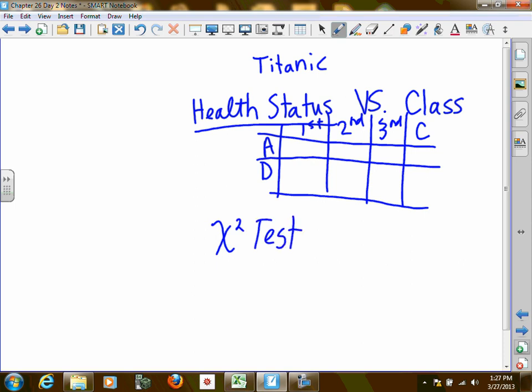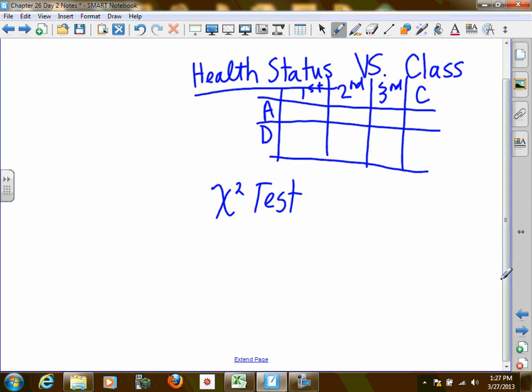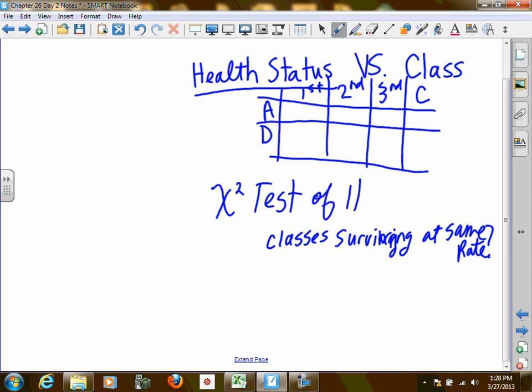So this one was, of course, a chi-squared test, and then depending on the way they worded it, if their question was, are the classes surviving at the same rate? Okay, if it was asked that way, are they surviving at the same rate? Then I would say this is a chi-squared test of homogeneity. So that's how you say that, homogeneity.